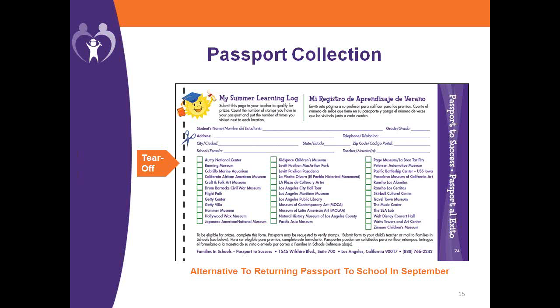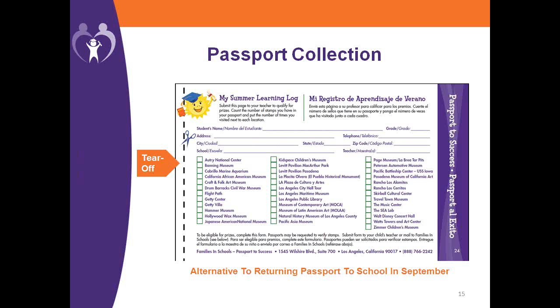And so we understood that because it was a keepsake to them too. So we thought about one way where we could get the information that we need at schools, but also be sure that the students and families are able to keep their passports. So we have this tear-off here. And so the families just simply need to put their information in: student's name, address, school, teacher, and so forth. And also indicate the locations that they visited.